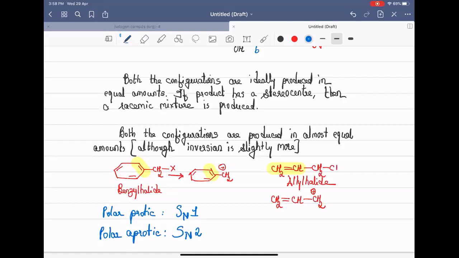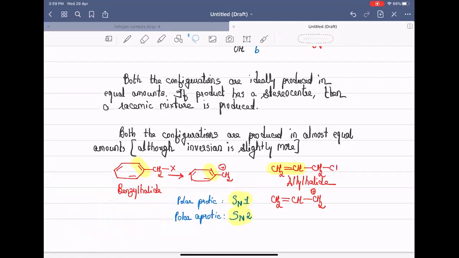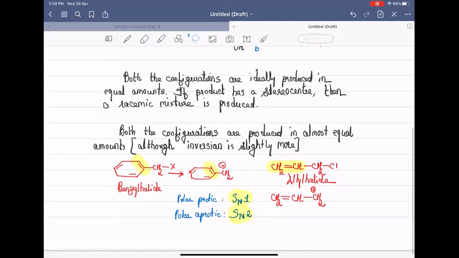So the solvent can do the trick, right? If you want your SN1 to take place, try using polar protic. And if you want SN2 to take place, then try using polar aprotic, right? So this is a small condition which can allow you to manage your reaction according to the mechanism you want. So I hope this is clear to you.